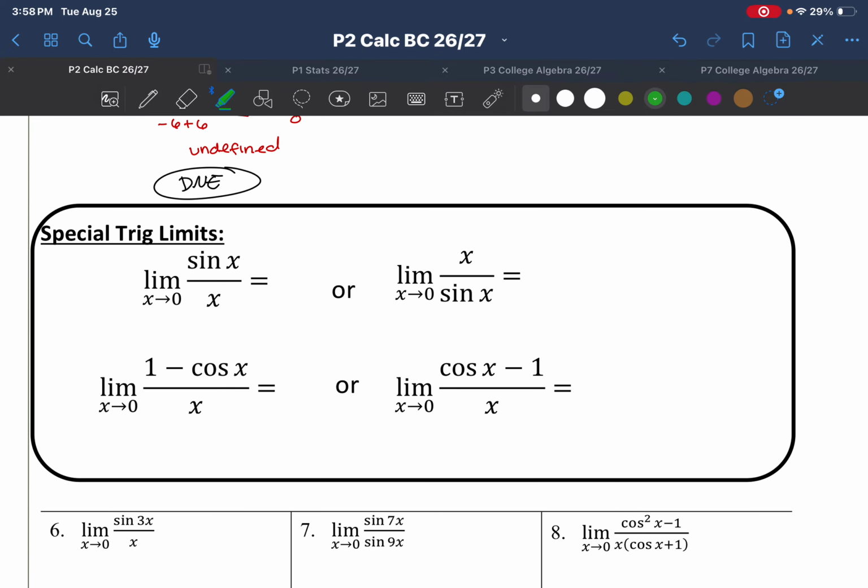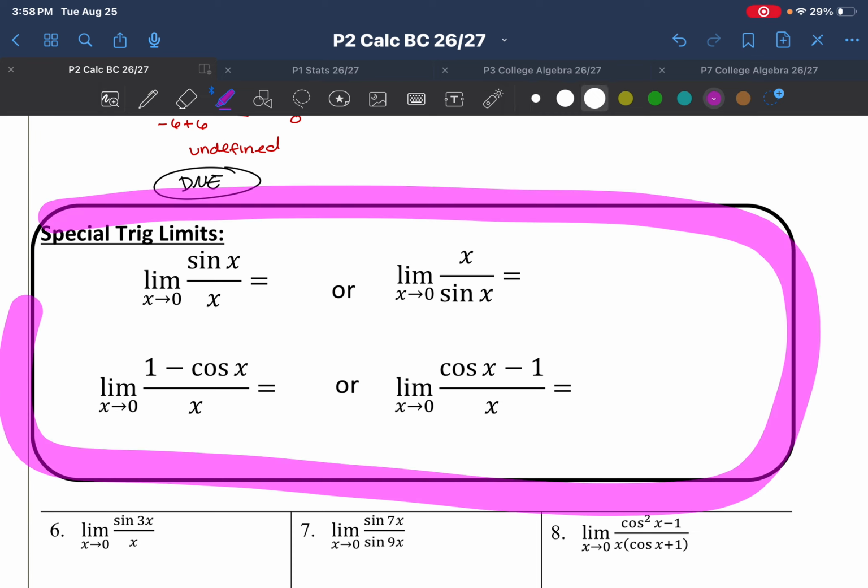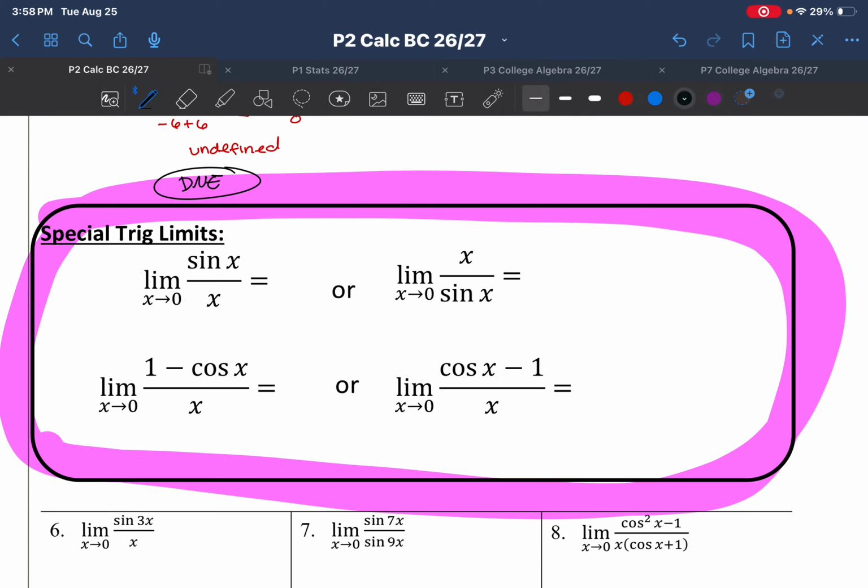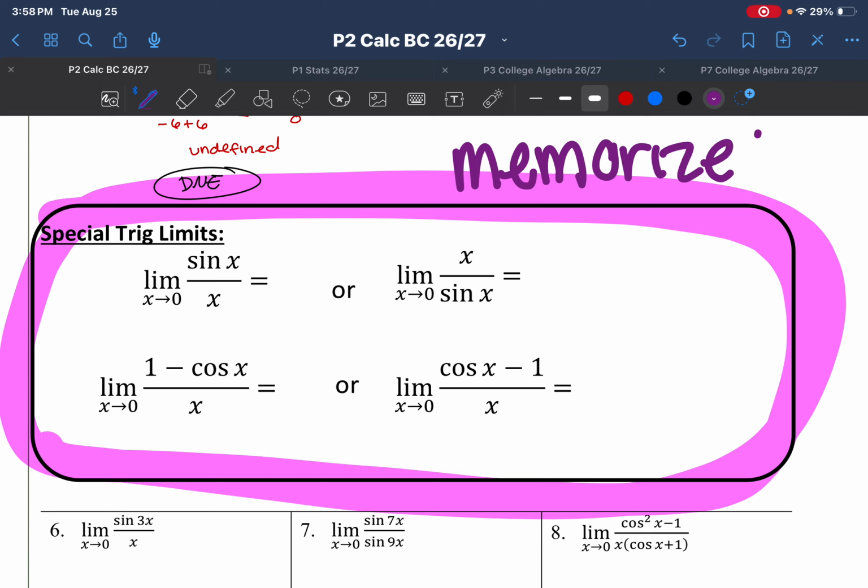Now we're going to look at something very, very important. I want you to highlight, box, or circle something, and then in big writing, write "memorize." We need to memorize this. This is special trig limits.